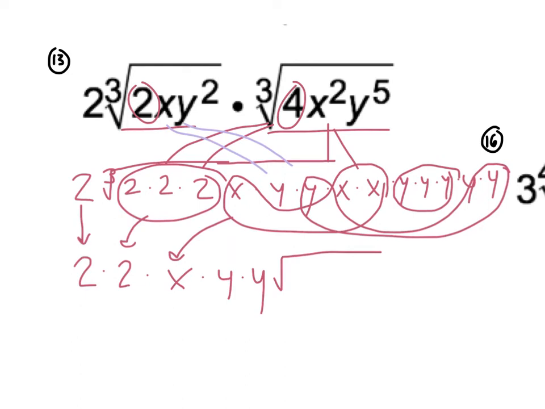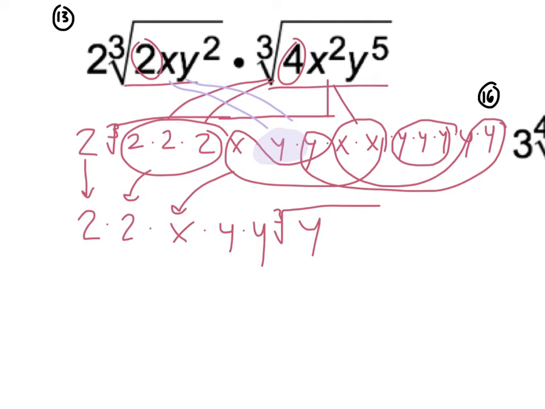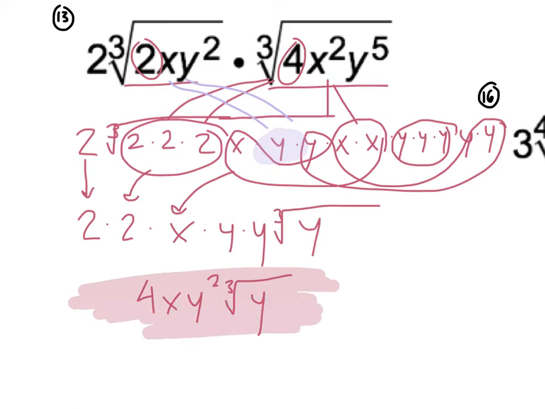we keep whatever doesn't have a pair, so we just have this lonely y here that doesn't have a pair, so that's just going to stay on the inside. And then we need to keep our index of 3 the same. And now we can multiply everything on the outside together and everything on the inside together. So we have 2 times 2, which gives us 4. X by itself, y times y is y squared, and the cubed root of y is on the inside. Okay, 14.